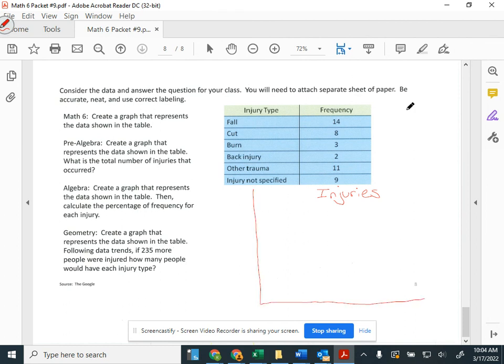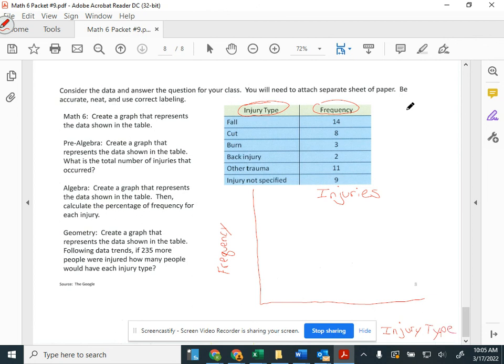I need to label each side. Going up, what do you think is going to be my label for that side? Frequency. What would be a good label for the bottom? Injury type. We're taking it right from the table. We're going to take our labels right from the table. So injury type is what is going on the bottom.